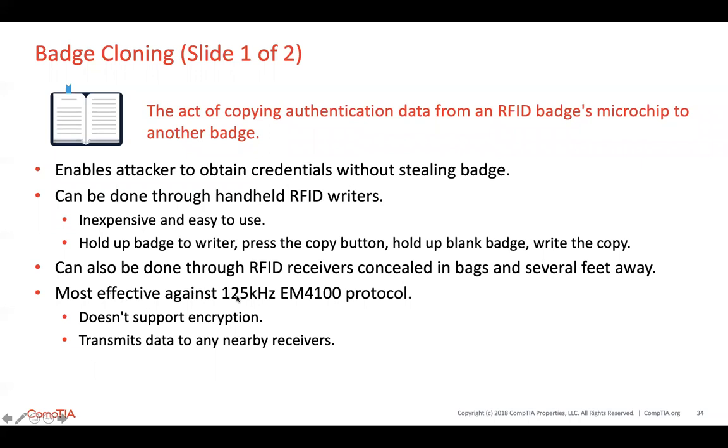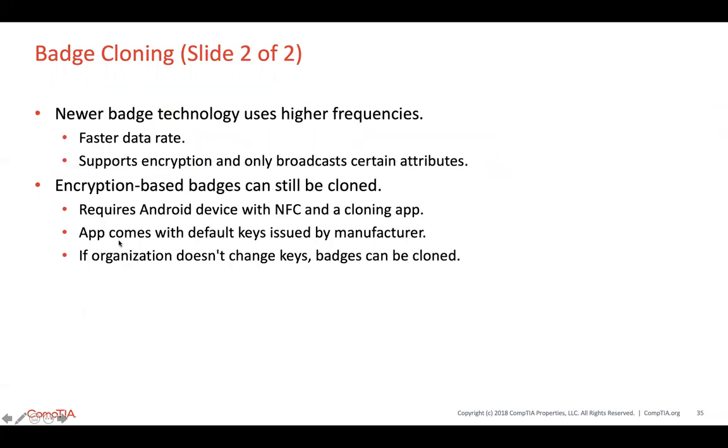Most effective against 125 kilohertz EM4100 protocol. Doesn't support encryption, transmits data to nearby receivers. Newer badge technology uses higher frequencies, faster data rate, supports encryption, and only broadcasts certain attributes. Encryption-based badges can still be cloned, requires Android device with near-field communication and cloning app. App comes with default keys issued by manufacturer. If organization doesn't change keys, badges can be cloned.